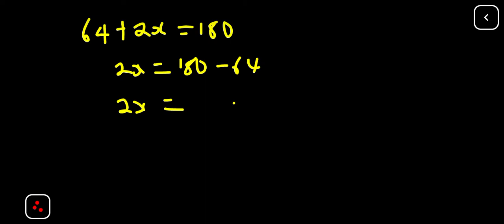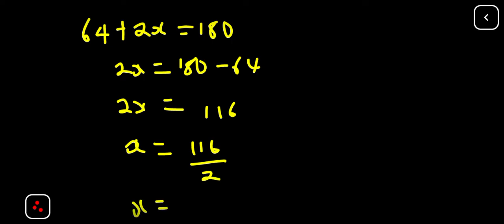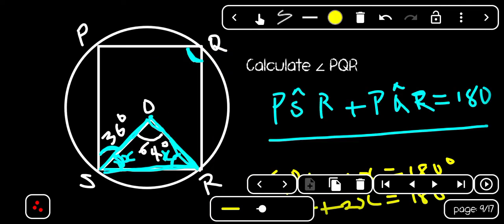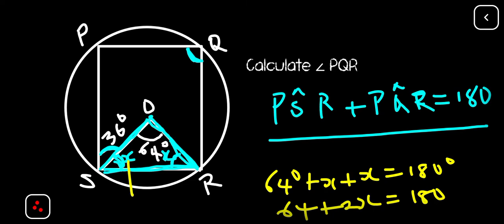Now 2x will be equal to what? This is going to be 116. So x is going to be 116 divided by 2. X is going to be equal to 58, right? 116 divided by 2 is 58. Okay, so we know what x is now. And now we know that x is 58 degrees. That means this point here is 58 degrees. So we can now add 58 degrees to 36 degrees to give us our PSR.